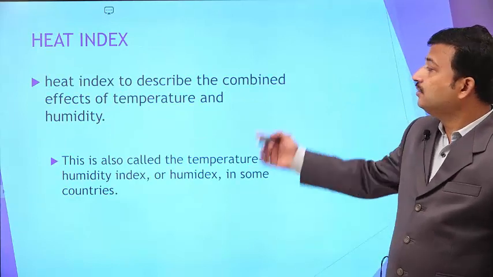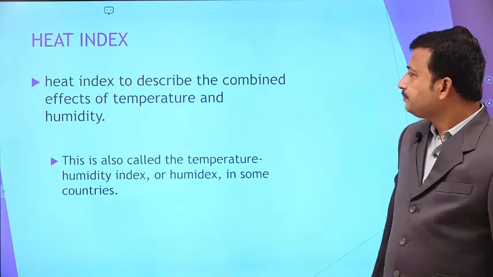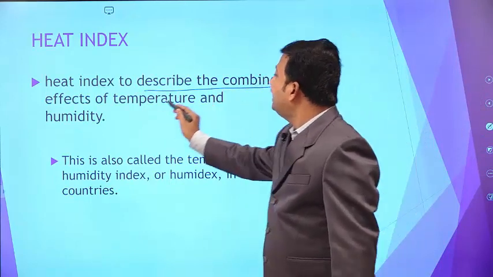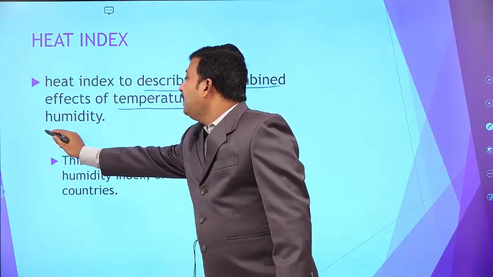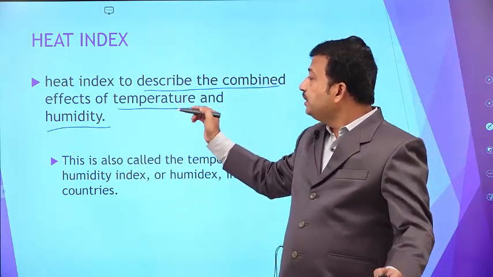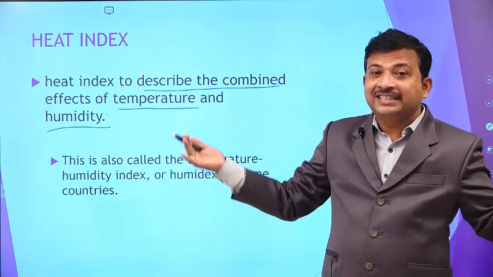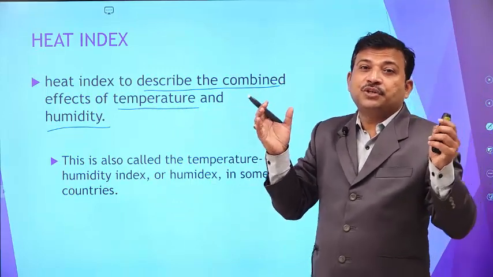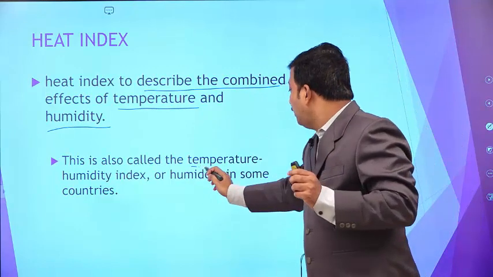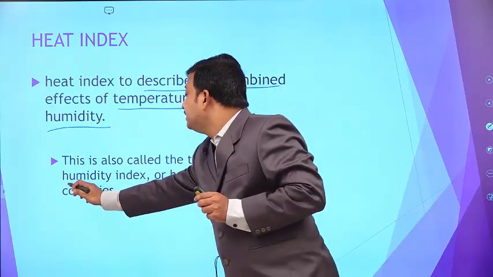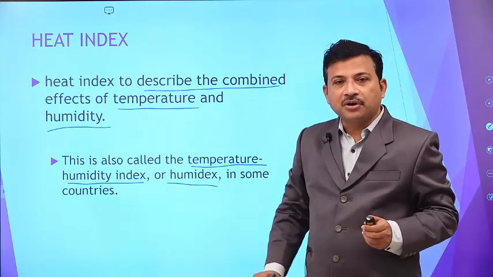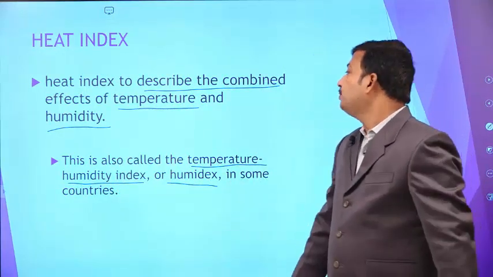So what is it? That is nothing but your heat index. The heat index describes the combined effects of temperature and humidity. Is it clear? Temperature and humidity both vary and affect the atmosphere so that we feel very hot. This is also called the temperature humidity index, or humidex, as it is called in some countries.